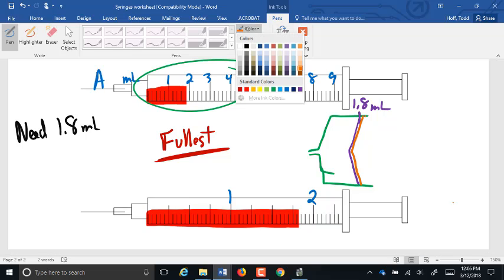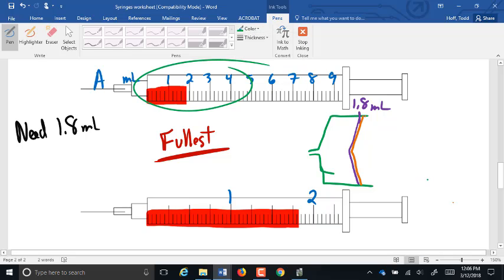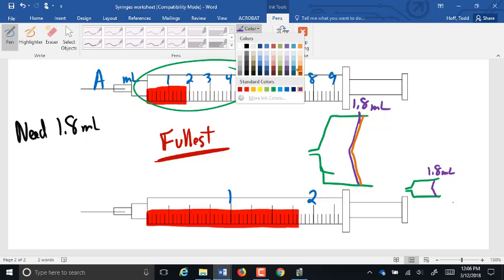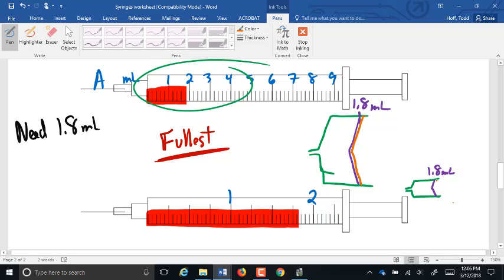But for the smaller one down here, since it's narrower, let's say 1.8 milliliters is right here. If that's off by just a tiny little distance, the same tiny little distance, that difference is going to be a lot less medication than what we would have in the wider syringe.